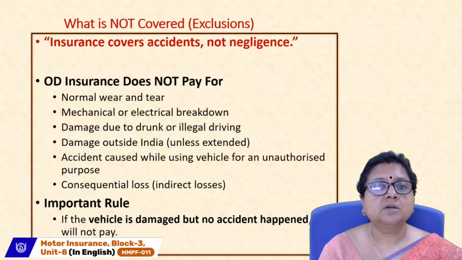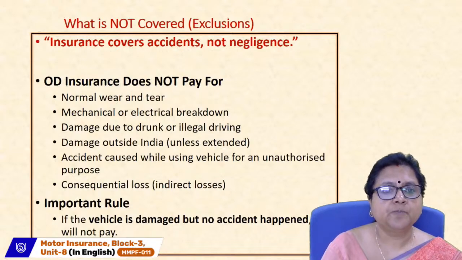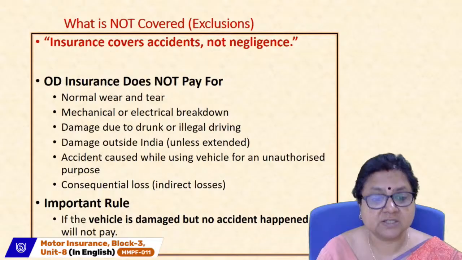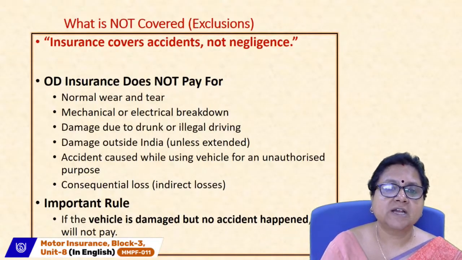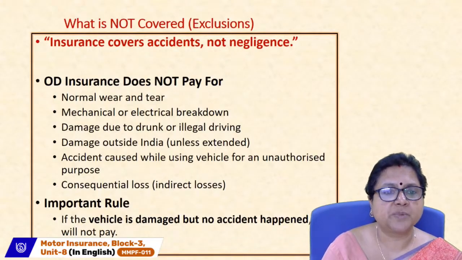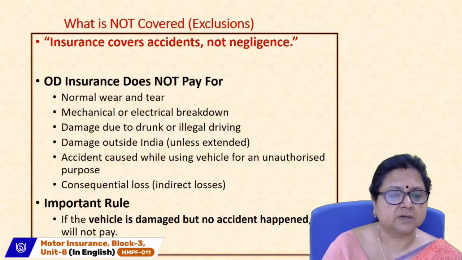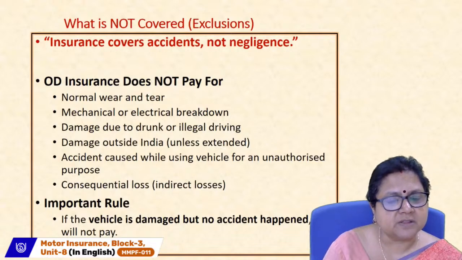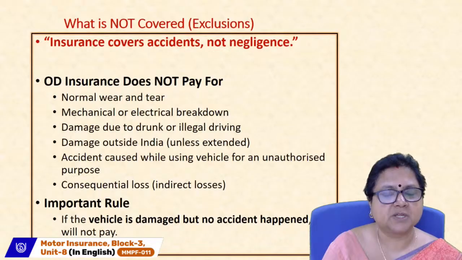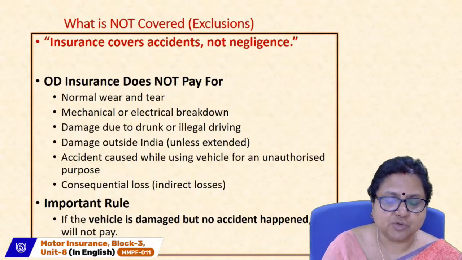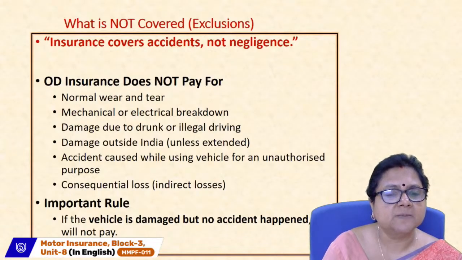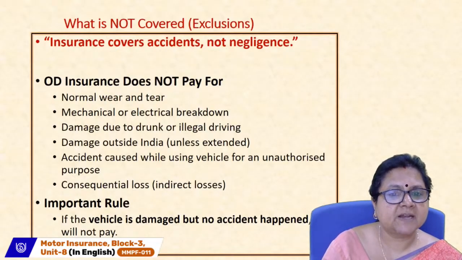So, what is not covered in this own damage category? Insurance covers accidents, not negligence. This needs to be remembered. It covers accidents, but it does not cover the casual negligence of a driver. Own damage insurance does not pay for normal wear and tear of your vehicle. Suppose there is an oil filter leakage, a normal repair which is to be done, suppose your brakes are not functioning properly, or there is a tire issue, all this normal wear and tear of the vehicle is not considered under this own damage category of insurance. Then mechanical or electrical breakdown, damage due to drunk or illegal driving.